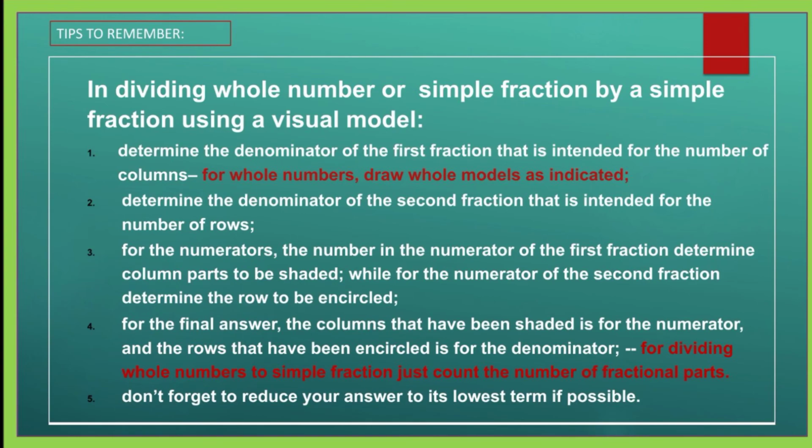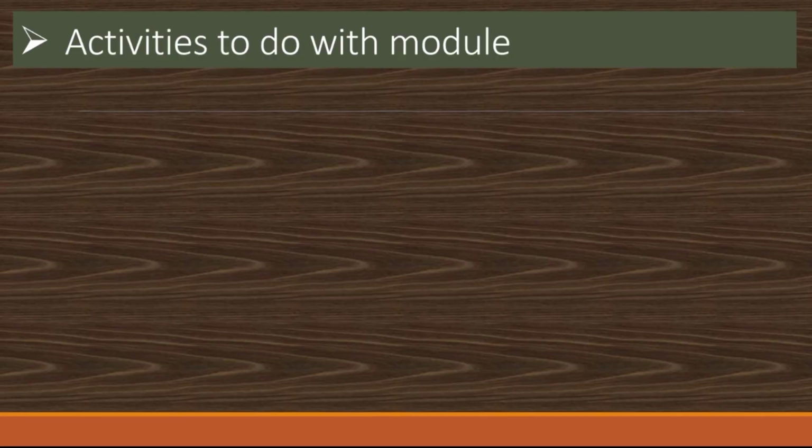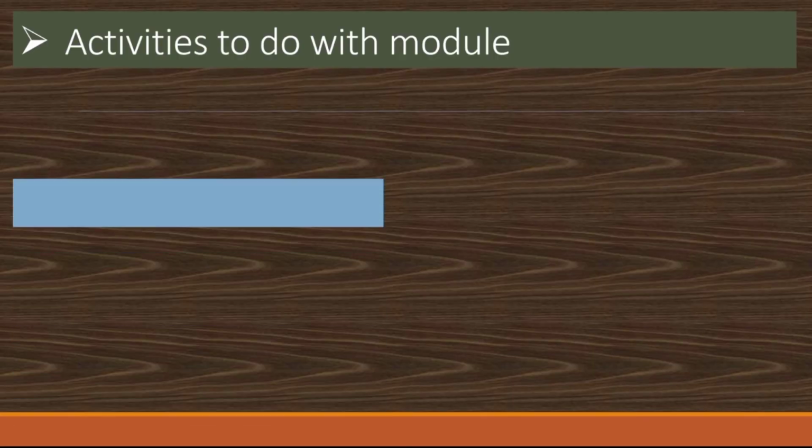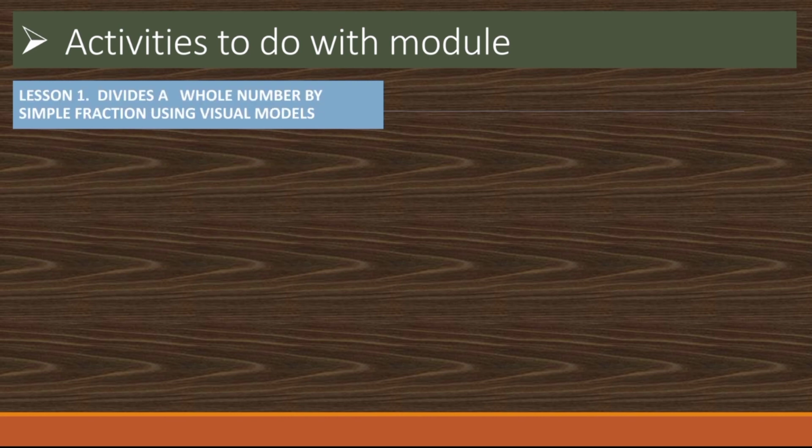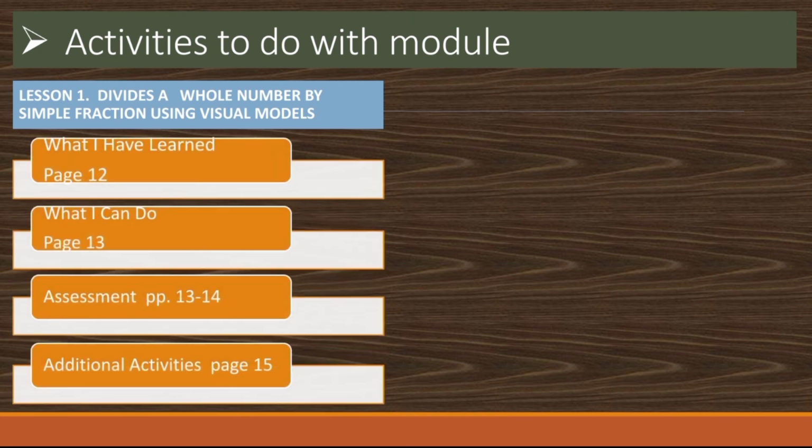Here are the following activities to do with your module. For lesson 1, divide a whole number by a simple fraction using visual models. Answer What I Have Learned on page 12. Also answer What I Can Do on page 13. Assessment on pages 13 to 14. Additional activities on page 15.